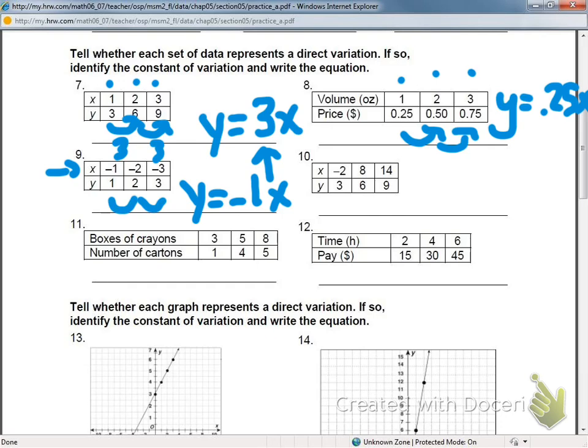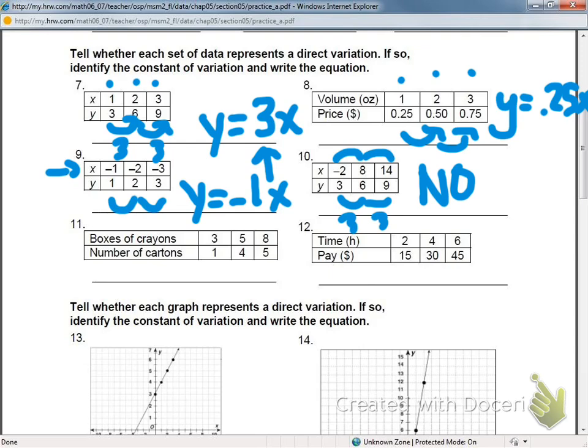Number 10. Let's look at the pattern. I'm increasing by 3 each time, but am I increasing by 1 each time on the top? No, I'm not. So is this direct variation? No, this is not direct variation. There is no constant, and I cannot write an equation for this table.